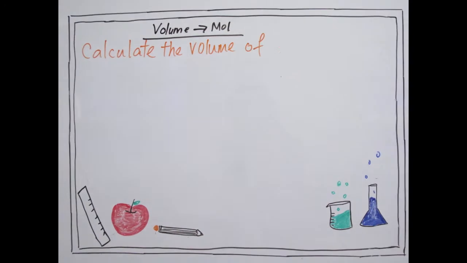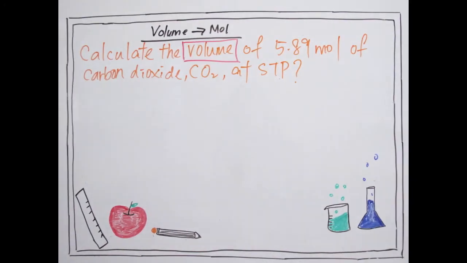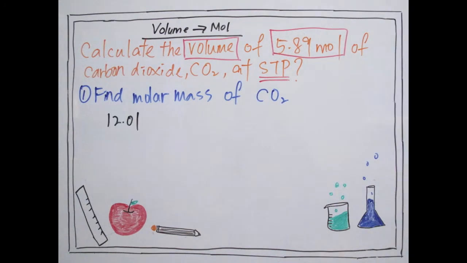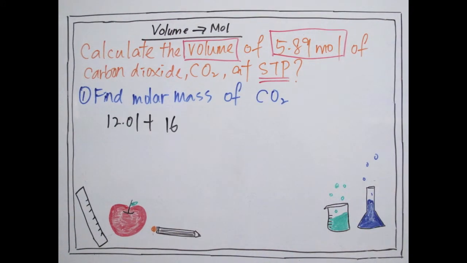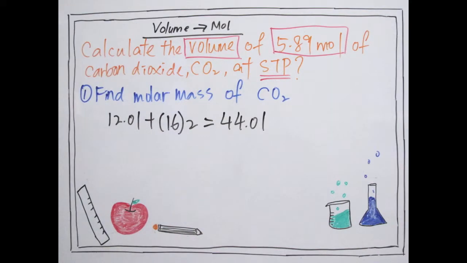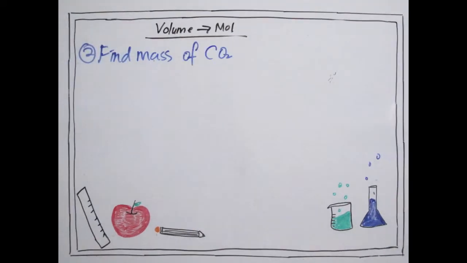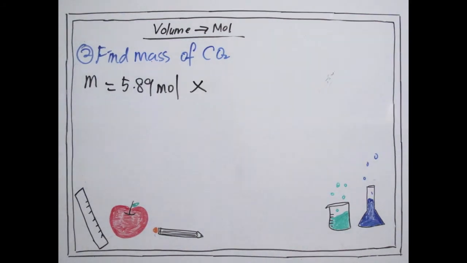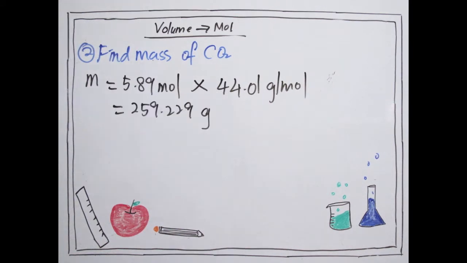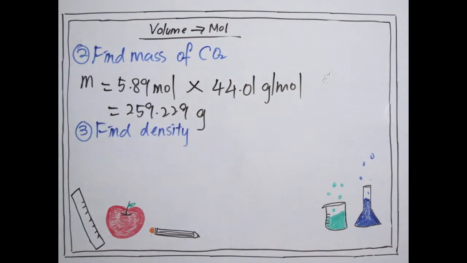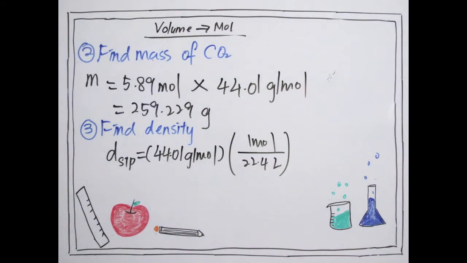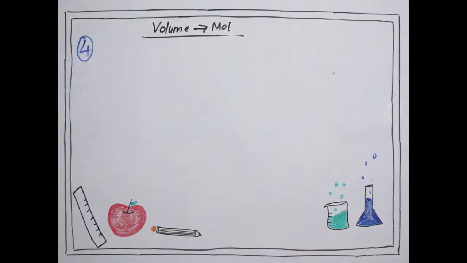The next question is for mole to volume calculation. Calculate the volume of 5.89 moles of carbon dioxide at STP. The first step is to find the molar mass of CO2, which is 44.01 grams per mole. The second step is to find the mass of CO2, which is 259.229 grams. The third step is to find the density, using the same formula, which is 1.965 grams per liter.